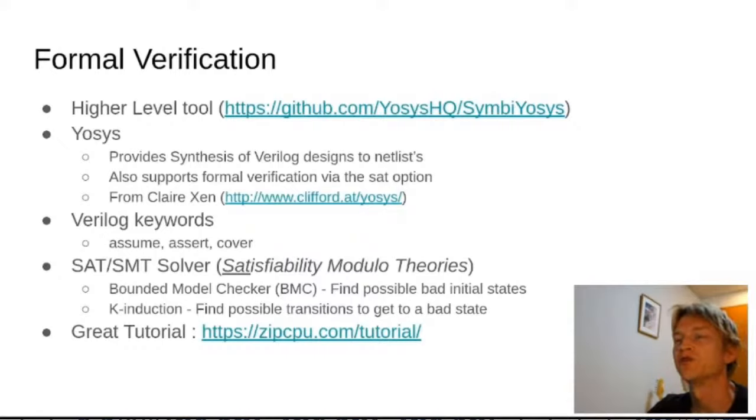And the tool that we use to do this is called Yosys. A high-level tool for this is called SymbiYosys. It's a Python wrapper around Yosys that allows us to do formal verification. But what is Yosys? Yosys provides synthesis for Verilog designs. So basically you have your Verilog, it's a compiler, and it will generate a netlist. And that netlist can then be loaded into an FPGA after you do place and route.